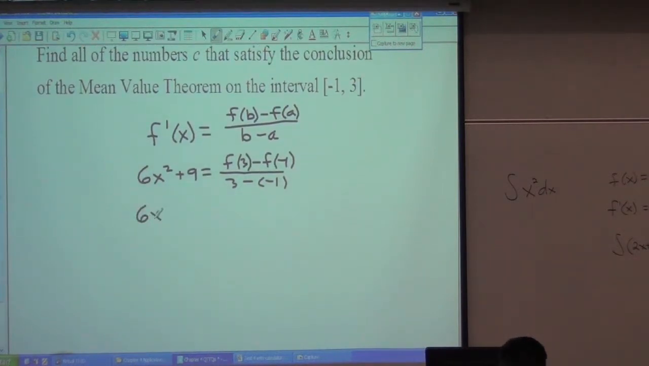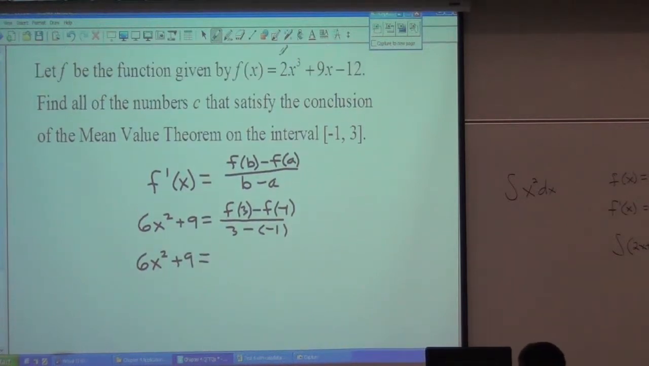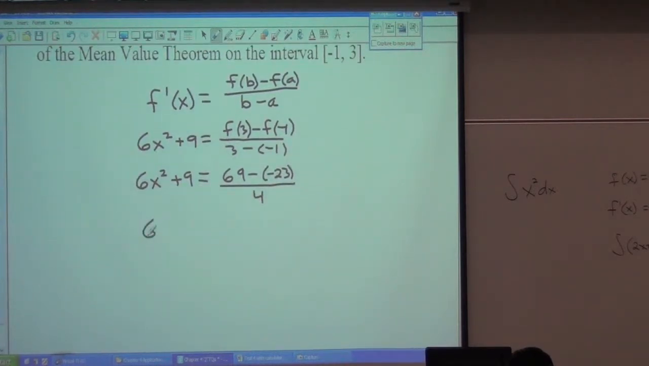So we get 6x squared plus 9 equals, if I plug 3 in the original equation, so 27, I get 54, plus 27 is 81, minus 12 is 69. Minus, plug in -1, I'll get -2, minus 9 is -11, minus 12 is -23. That's over 3 plus 1, which would be 4. So we get 6x squared plus 9. And here, this is going to be 92 over 4, which is 23.